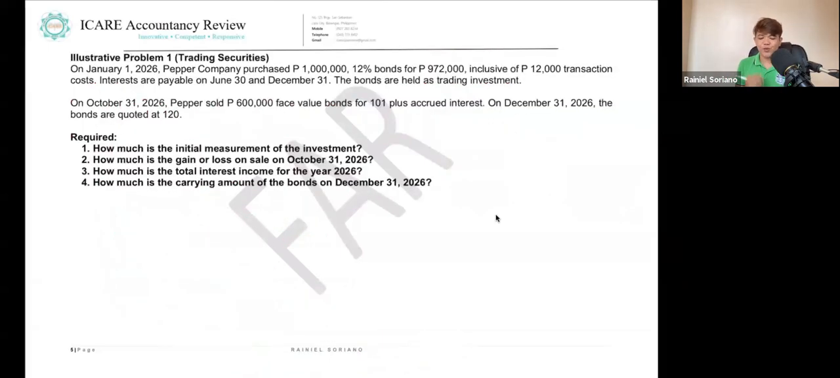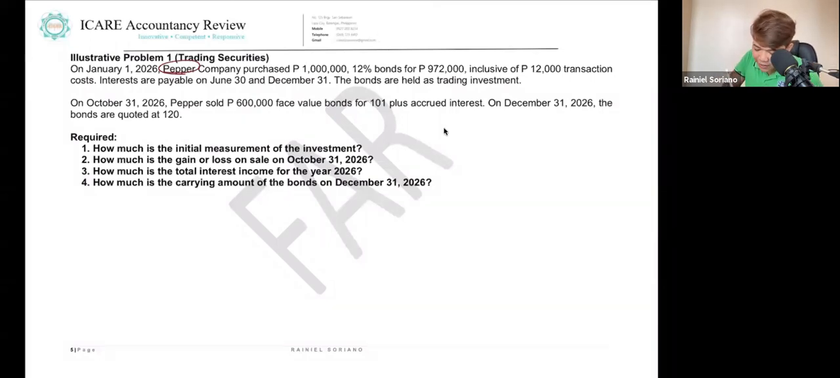Starting with illustrative problem number 1. On January 1, 2026, Pepper Company. Who here knows Pepper? Chat section please. You know Pepper, right? Nobody knows Pepper? There, some do know. Later you will meet Pepper, right?